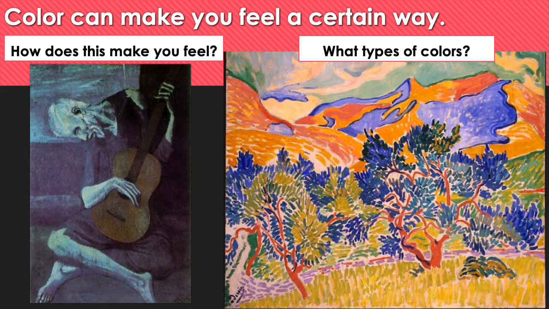Color can make you feel a certain way. So when you look at a painting or a piece of artwork, it can make you feel a certain way or evoke some sort of emotion. If you look at the painting on the left, The Old Guitarist by Picasso, it might give you a different feeling than the painting on the right that has bright, bold, and beautiful colors.